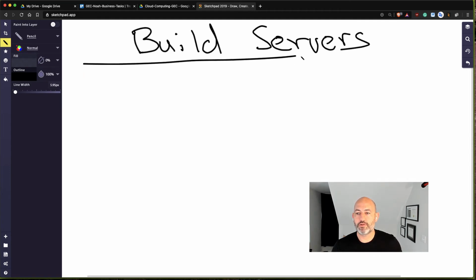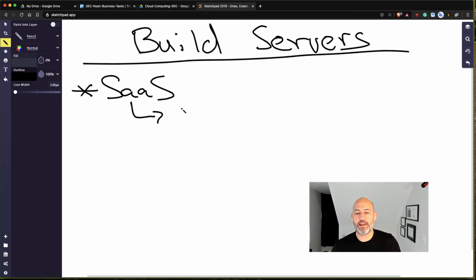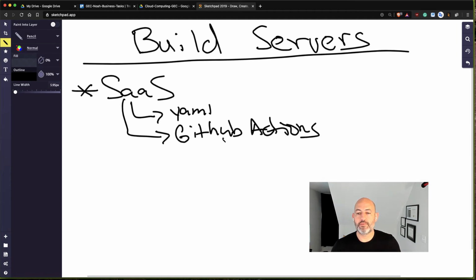So what are the kind of build servers that are available? Well, one of them that's available is a SaaS build server. A SaaS build server is interesting because it often has a YAML configuration with it, and this is a plain text configuration file. A good example of this would be GitHub Actions. GitHub Actions allows you to build things out and automatically test them. Another example of a SaaS build server would be Circle CI.